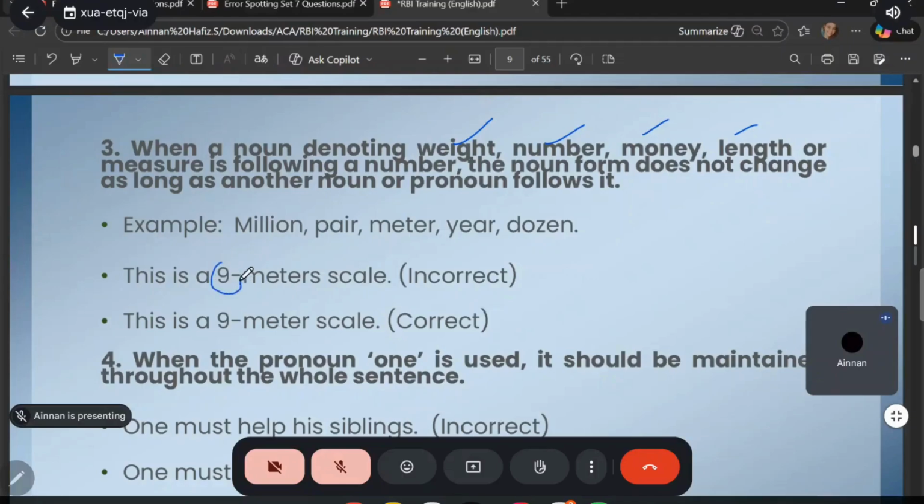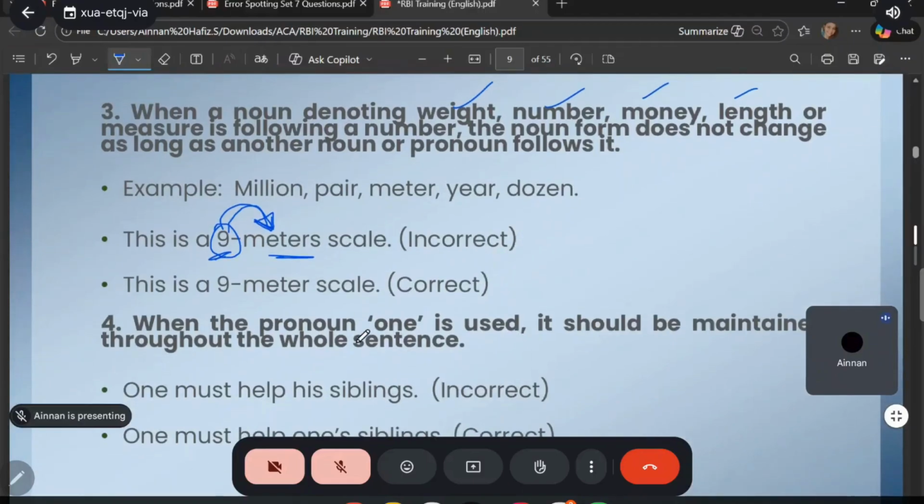Now, 9 is a number. So the noun or the pronoun which comes along with it should be singular, because 9 is a number, it's already plural, right? So in such cases, the following verb or the following noun or pronoun should be singular. So this is a 9-meter scale. She weighs 89 kg. The rice sack is 25 kg. So 25 is already a number, it is plural form. So the helping verb, pronoun, or noun should be singular.